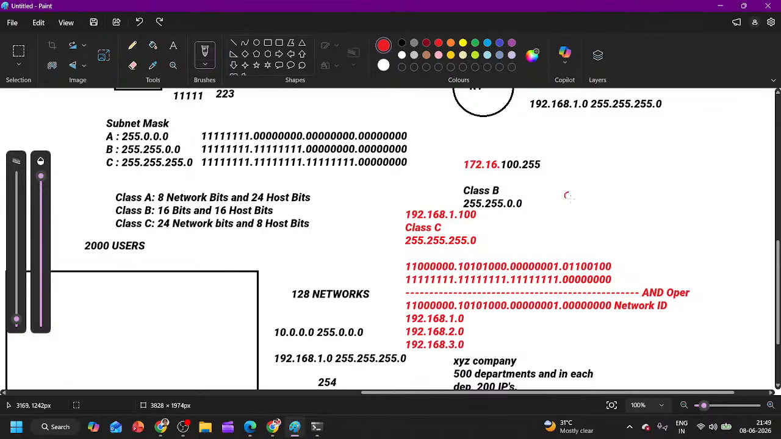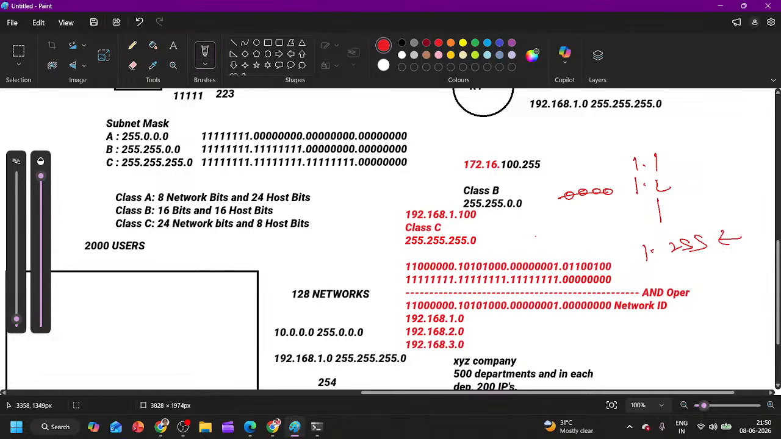Right, so my first IP address can be 0.00001. First IP 0, which is network ID. First valid IP address can be 1, then 10, then 11, then 100. So in decimal, you can say first IP address is going to be 192.168.1.1. Second IP 1.2, and it will go till 1.255. 255 is last IP. Again, this is broadcast.